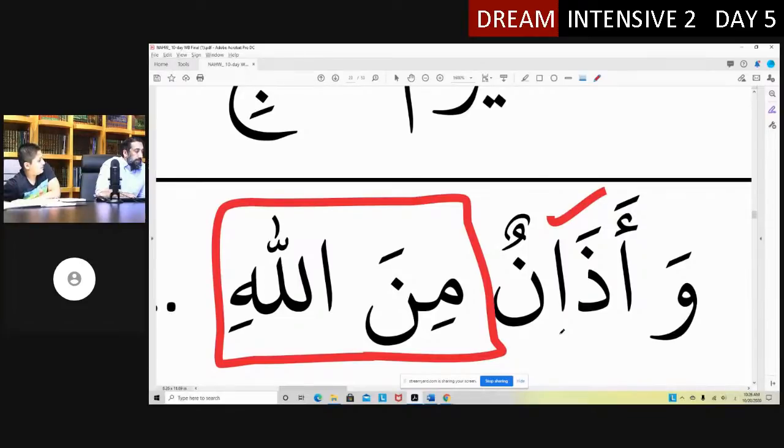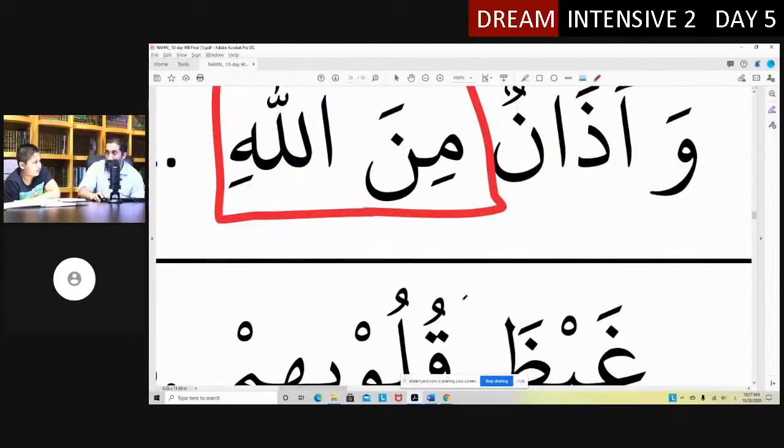Yes, it is. Is min a harf of jar? Yes. Kaf, lam, waw, min. Once you find a harf of jar, it cannot be a mudaf. A mudaf has to be an ism, but a harf of jar is a harf. This will be called a jar majroor. It will not be called a mudaf ilayh. If you see a harf of jar, you don't call it mudaf ilayh.